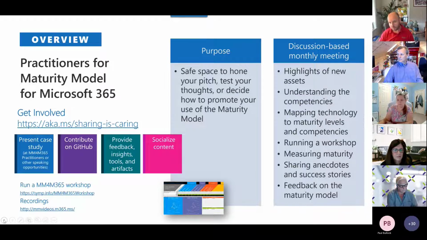And then please socialize the content. What is it that you found useful? Please share that with others. We've got a couple of links down the bottom, which are how to run a 365 workshop, and we've now started publishing the previous sessions, which is great as well. So if it's the first time you've been on this call, have a look through. We've had some great sessions on content management and communication. But the main thing about this Practitioners for Maturity Model is that it is a safe space for us to discuss our thoughts and ideas and to promote your use of maturity. So we will have a time where we will switch off the recording and open the forum up for everyone to talk. Right, so I think that's it.